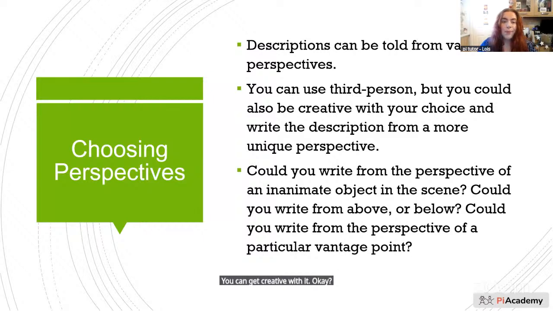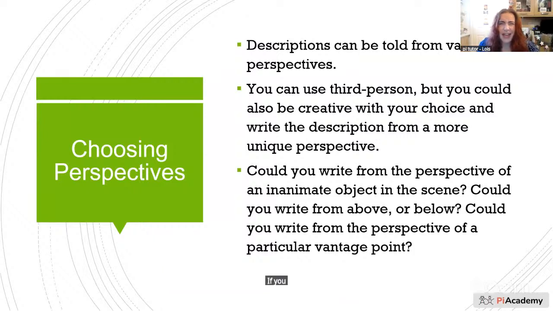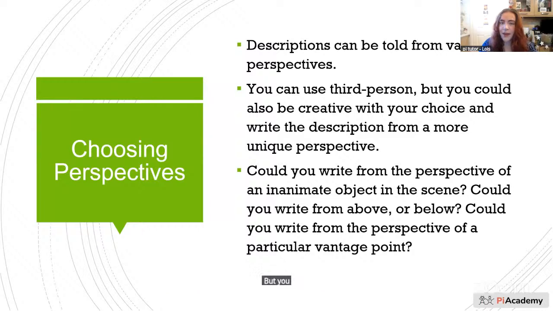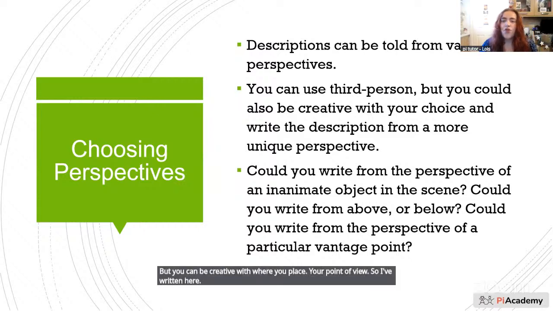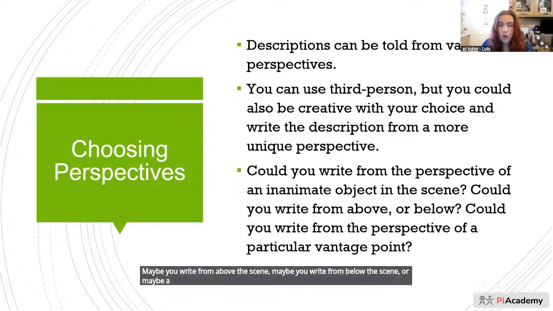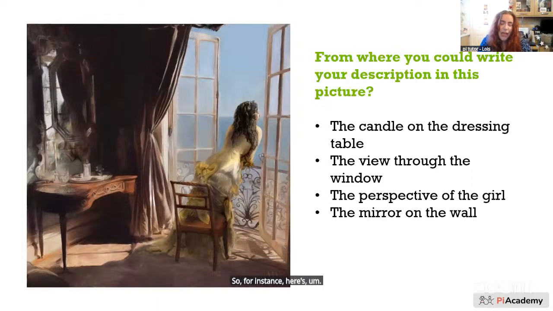Okay, so typically descriptions are written in third person. If you write them in first person, it can too easily become a story rather than a description. So third person is ideal for descriptions. But you can be creative with where you place your point of view. So I've written here, you can be creative with your choice and write the description from a more unique perspective. So maybe you write from the perspective of an inanimate object within the scene. Maybe you write from above the scene. Maybe you write from below the scene, or maybe a particularly unusual vantage point. So, for instance, here's a picture here that you might get given.